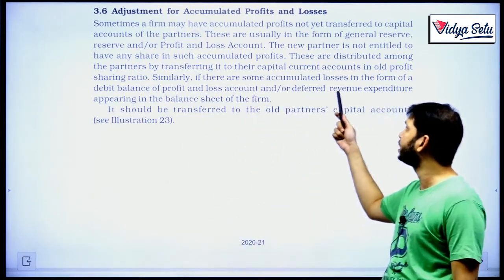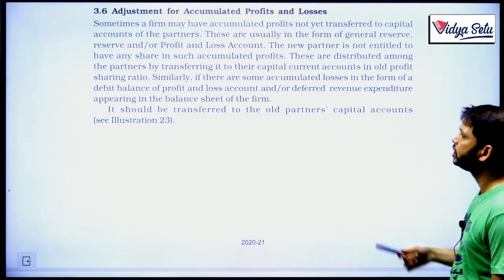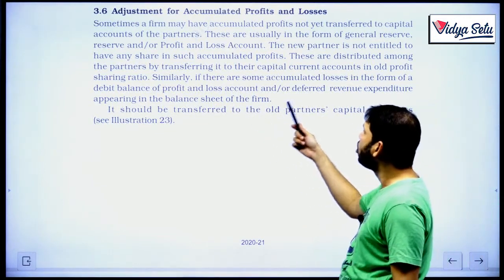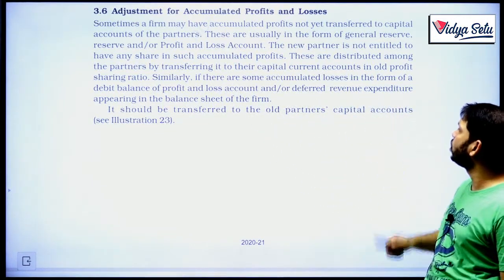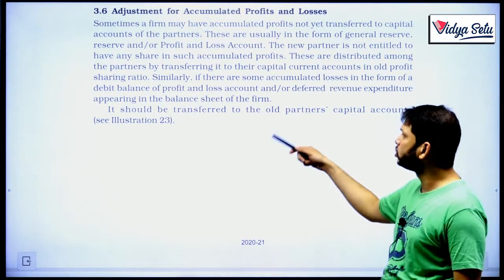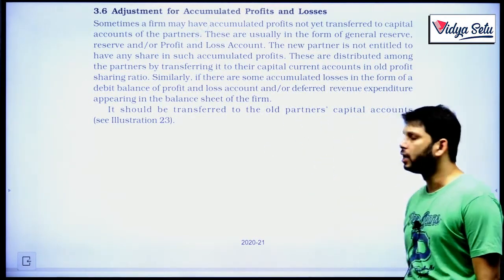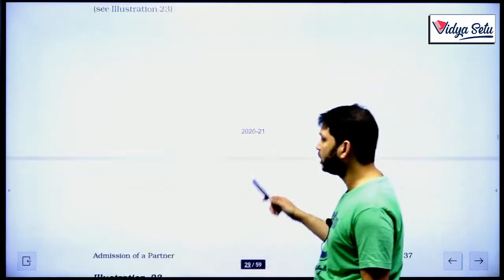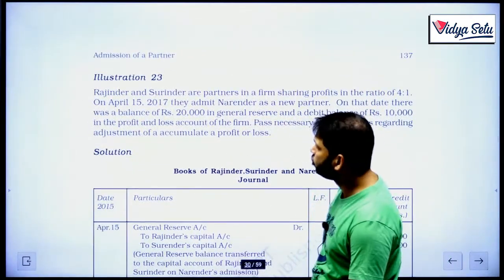Similarly, if there are some accumulated losses in the form of a debit balance of the P&L account or deferred revenue expenditure appearing in the balance sheet of the firm, it should also be transferred to the old partners' capital accounts. Let's check this illustration. Illustration 23.